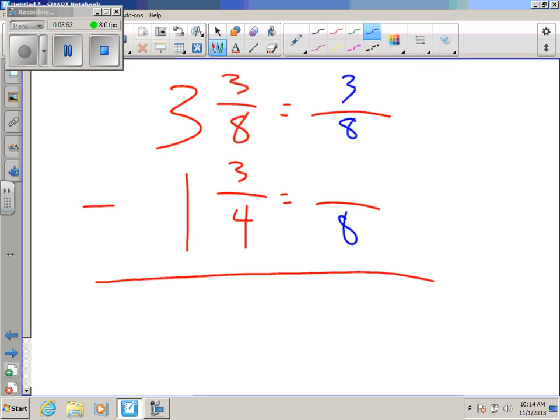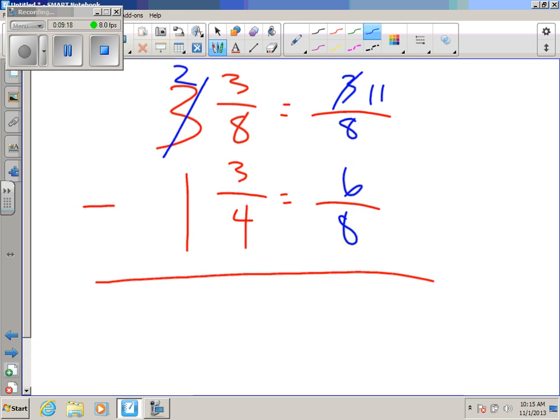Problem is I can't take away 6/8 if I only have 3. So again, we'll need to borrow. How many eighths did I just borrow from my whole number column? Not 1/8. 8/8 plus the 3 that are already there. It's now 11.